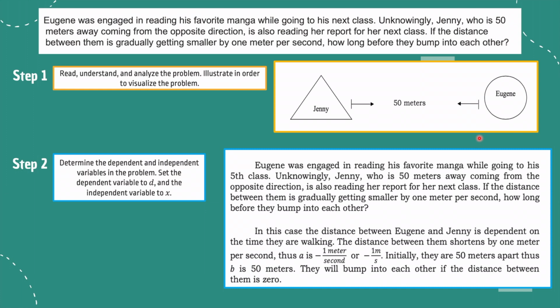And then, bawat segundo, bawat time, the distance between them shortens by 1 meter per second. Thus, a is negative 1 meter per second. Bakit siya negative? Kasi lumiliit. Papalapit sila ng papalapit. Hindi naman sila palayo ng palayo, kaya negative. Initially, they are 50 meters apart, thus b is 50 meters. So, yun yung distance.